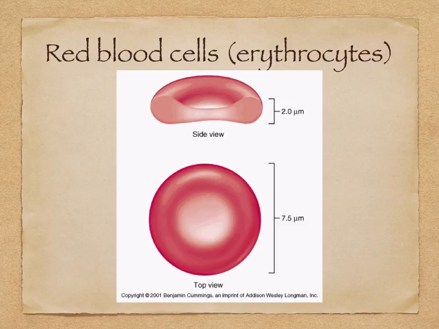Okay, let's have a look at red blood cells. So these are also called erythrocytes, and they have biconcave discs. This means that they are dented in the middle like a donut. They're about 7 to 8 micrometers in diameter, and they're very narrow.